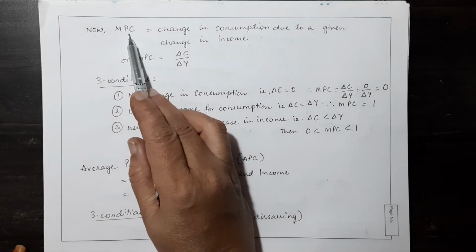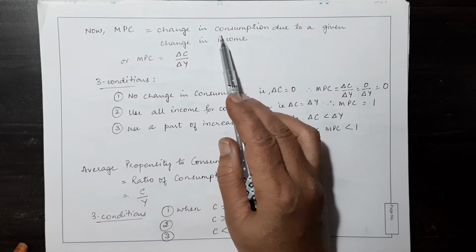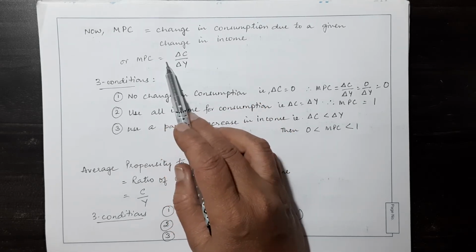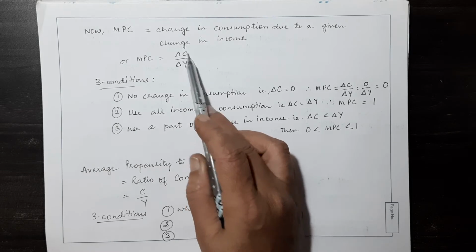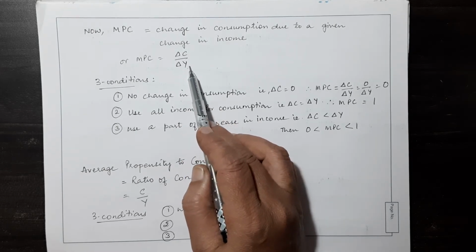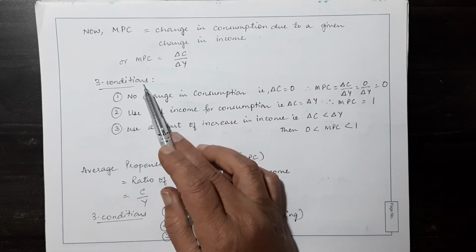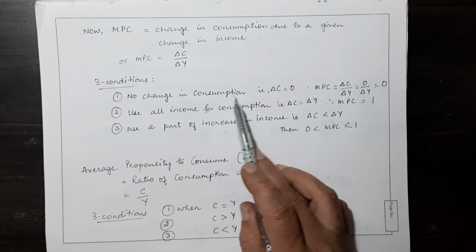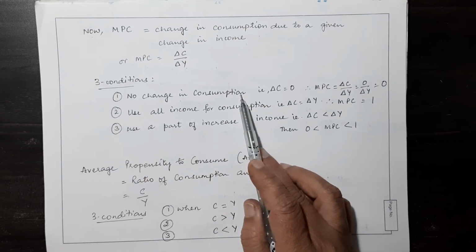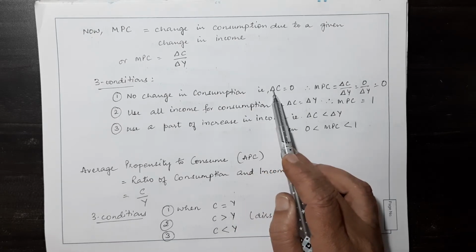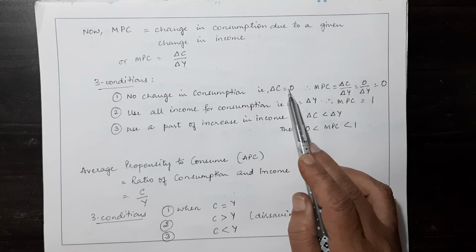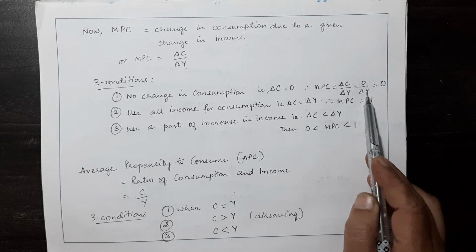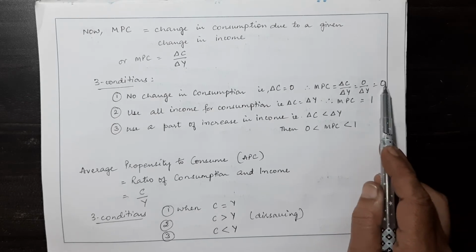Now, what is marginal propensity to consume? It is the change in consumption due to a given change in income, or mathematically MPC is equal to delta C by delta Y, change in consumption divided by change in income. Now, there are three conditions to this. The first condition is that there is no change in consumption even when there is a change in income. That is delta C is equal to 0. Therefore, what happens to MPC? It becomes 0 divided by change in income, which is 0, because 0 by any number is 0.